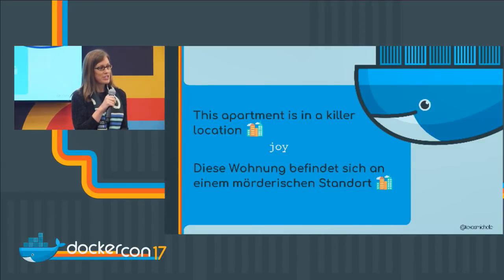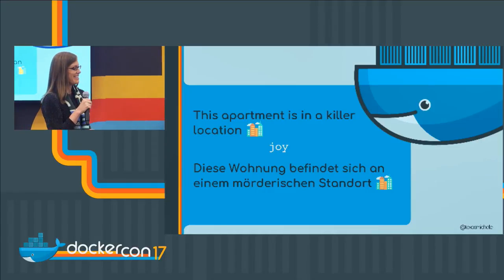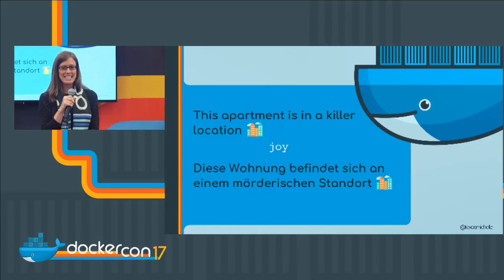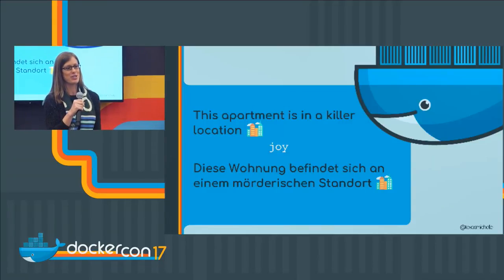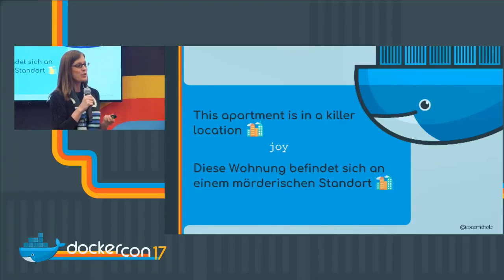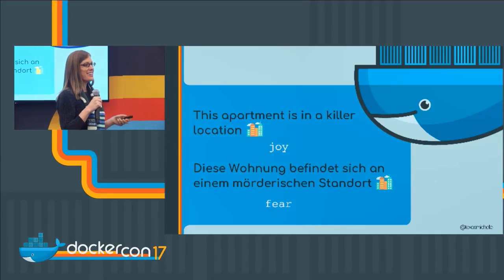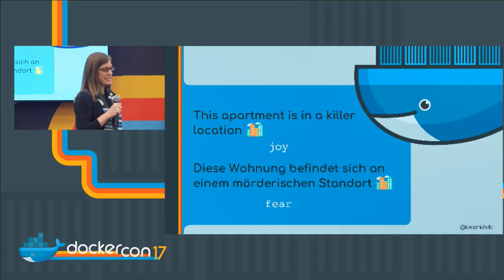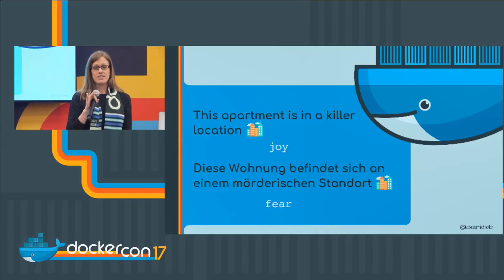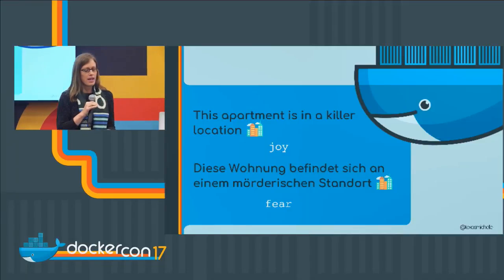But the German translation that I get in my ad, "Diese Wohnung befindet sich an einem mörderischen Standort." Mörderisch means the same thing in German as it does in English. You wouldn't stay in an apartment that's in a murderous location. So I don't get any Germans coming to my apartment, and that completely defeats the purpose. So this is why emotion is so important.